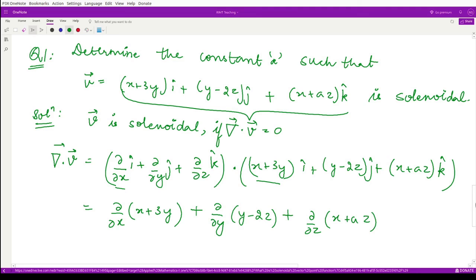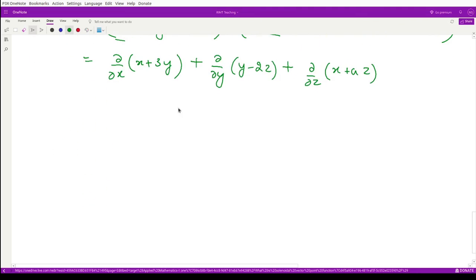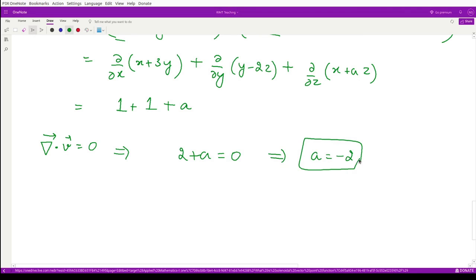So now the next step is to perform this partial differentiation with respect to x first. So we will obtain 1. In this case, when you perform the partial differentiation with respect to y, again you will obtain 1, and in this case you obtain a. And we know this quantity is equal to 0, right? So this implies 2 plus a is equal to 0. So from here you obtain the value of a as minus 2, right? So this was a very simple problem.